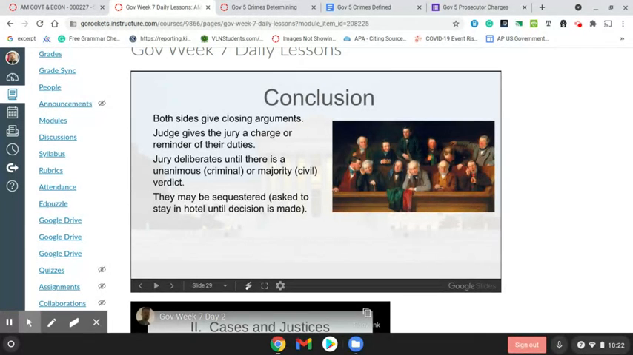The jury might be sequestered or asked to stay overnight if they haven't come to a conclusion. Or if it's a controversial case where the judge doesn't want them to be influenced by the public, they might be sequestered during the entire trial. That's unusual.